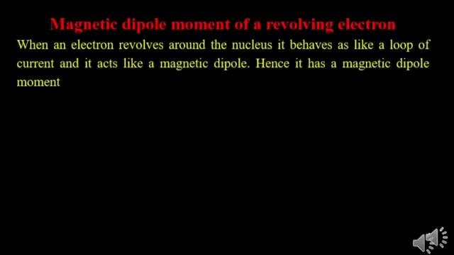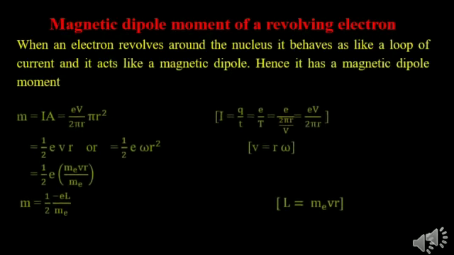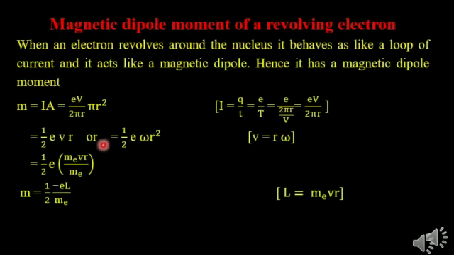Magnetic dipole moment of a revolving electron. When an electron revolves around the nucleus, it behaves like a loop of current and it acts like a magnetic dipole. Hence, it has a magnetic dipole moment. We know m equals IA, but I equals q divided by t. For an electron, q equals e. For one revolution, small letter t equals time period capital T. But time period is circumference by velocity.